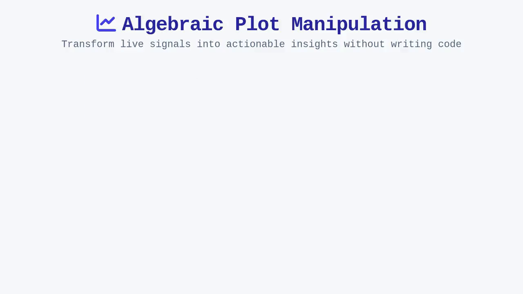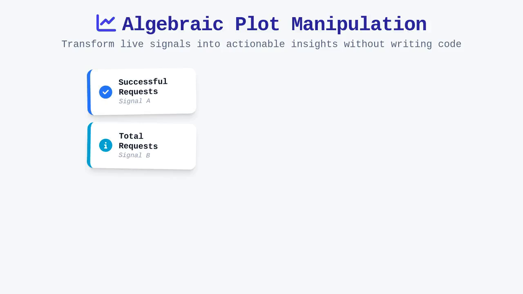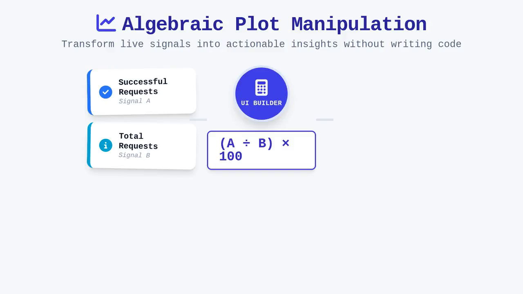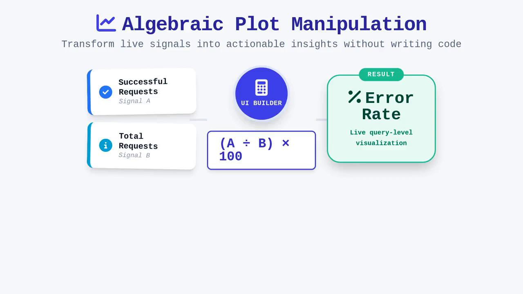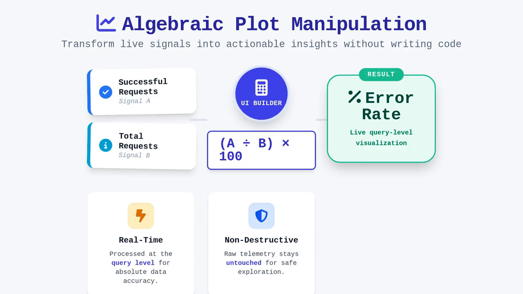Suppose you have two separate signals representing successful requests and total requests. You can configure an arithmetic rule directly in the builder to visualize the actual error rate as a percentage. These manipulations happen at the query level, ensuring that the visualization always reflects the most current state of the system based on live data processing. Because these transformations are applied downstream, your underlying raw telemetry remains untouched, allowing you to experiment with different analytical views safely.